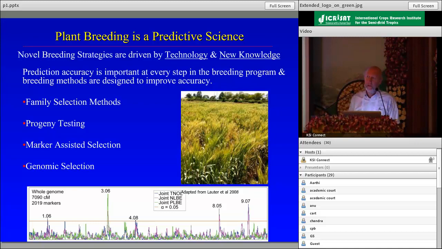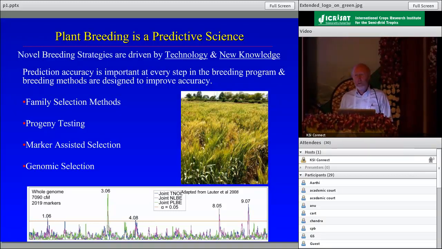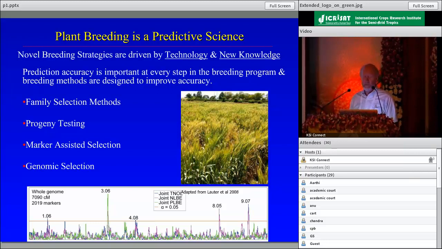Plant breeding is a predictive science. It is driven by new technologies and new knowledge, and everything that we do as plant breeders, we're trying to predict something. It might be performance in the farmer's field, it might be milling and baking quality, or some kind of disease resistance. Over time, breeders have developed methodologies for improving the heritability and improving gain from selection, and some of those include family selection methods or progeny testing. But today we're interested in new strategies that take advantage of the power of using molecular markers.